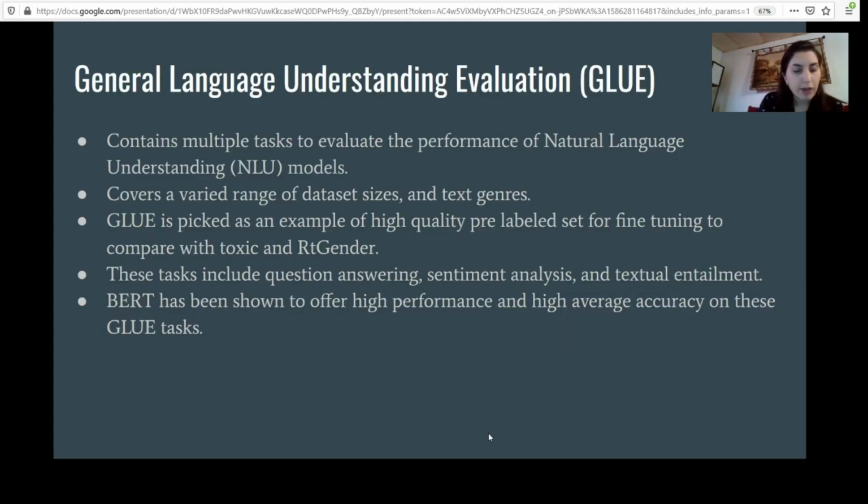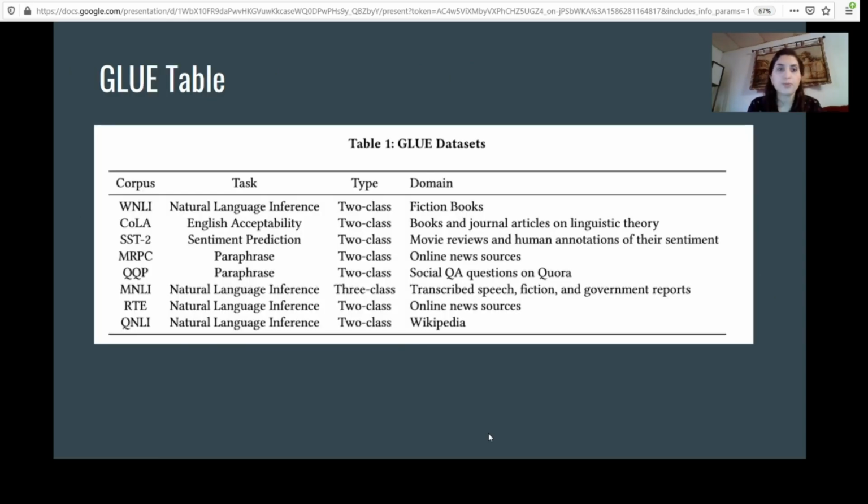An important thing about picking GLUE is that it's an example of a high quality pre-labeled set for fine-tuning to compare with toxic and RT gender. And our results are very surprising to us because GLUE showed higher gender bias compared to a data set like toxic, and that was really surprising. That's why we need to quantify gender bias in different data sets before using them, even before using the model itself. And BERT has been shown to offer high performance and high average accuracy on these GLUE tasks. So that's why we picked GLUE.